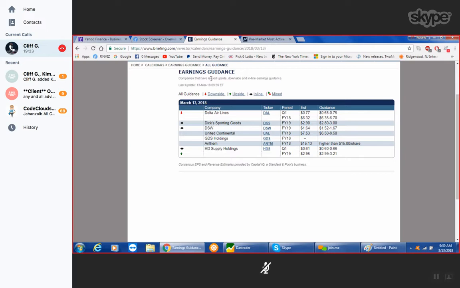This is where these companies this morning had a conference call with the analysts, and the estimate for Delta in the first quarter, now we're not going to go into this deep, but first quarter estimates by all of the analysts was 77 cents. The company guided lower. They said our earnings per share is going to be 65 to 75.